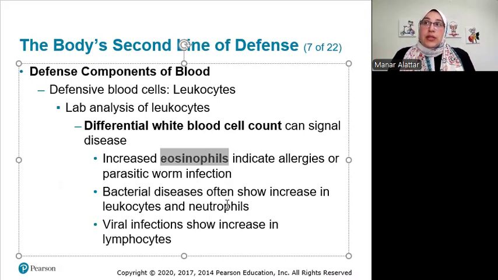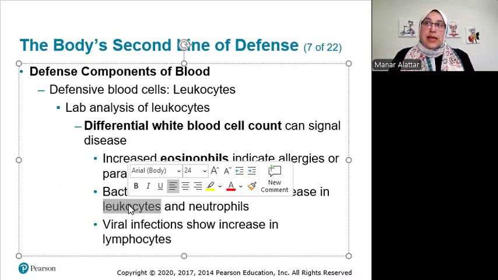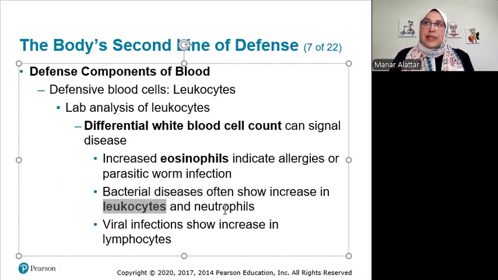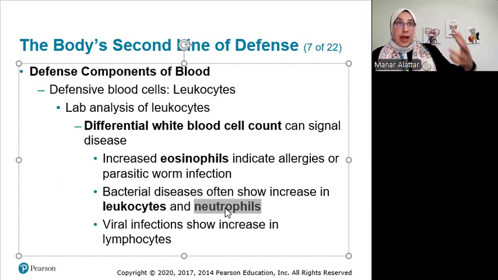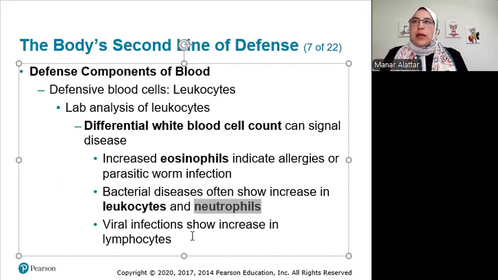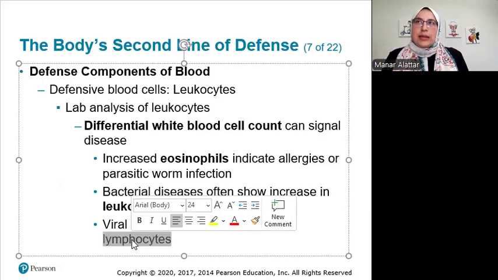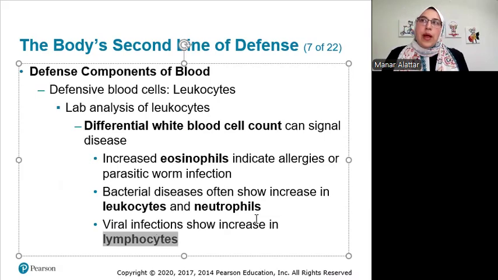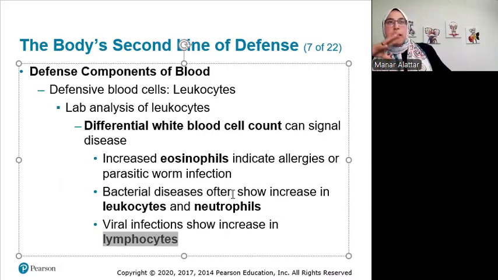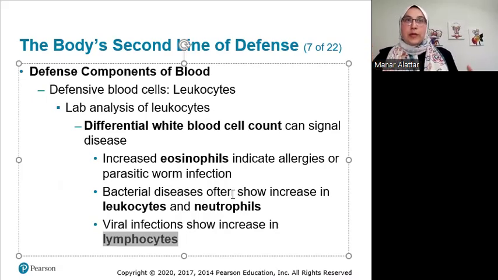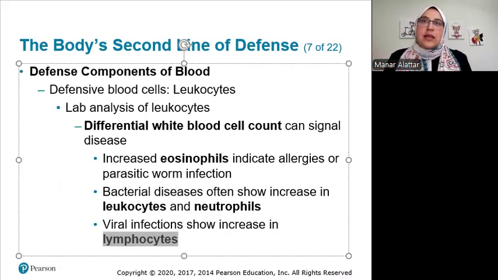Also, bacterial diseases tend to show an uptick in leukocytes and neutrophils that come and answer that call. And then viral infections tend to see an increase in lymphocytes rather than some of these other cells. So it's not foolproof, but looking at the differential expression of these different white blood cells can give us an idea of what's going on.